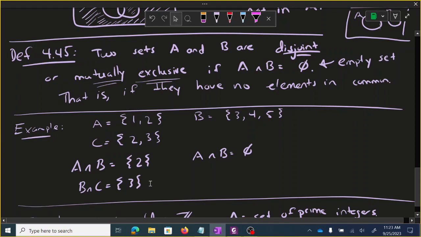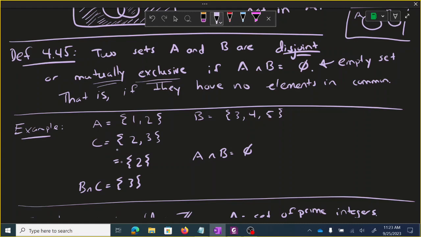No, they don't. I don't know why I wrote that. That's wrong. Let's fix that. So what set has an intersection of 2? I know I had that in mind. Oh, A intersect C.